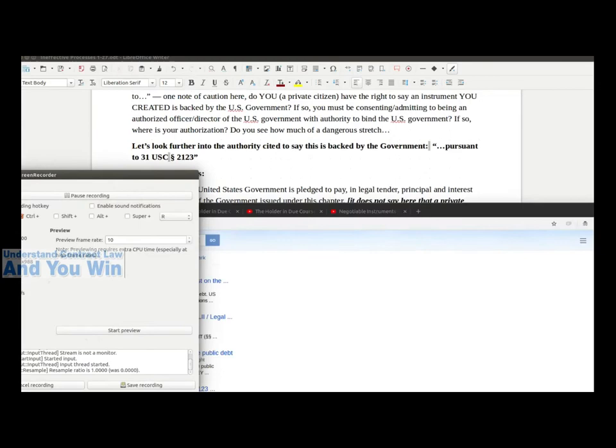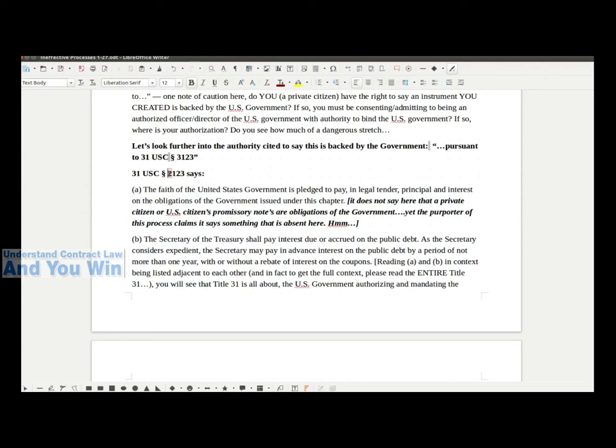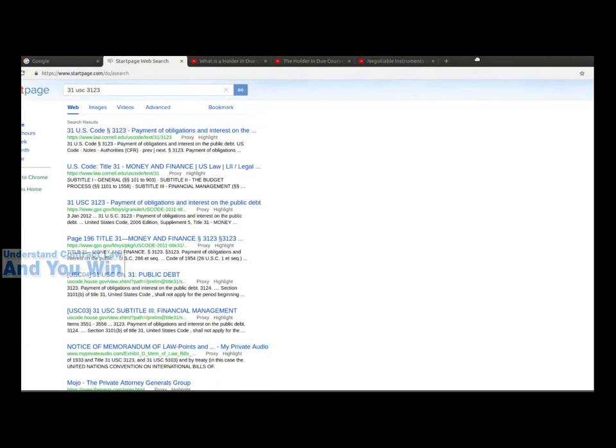Okay, folks, on here, this is supposed to say 3123. They're claiming the code written on here is 3123, and I did quote it correctly. So if you go to Google and type in 31 U.S.C. 3123, you will see payments and obligations of interest on the national debt. Title 31, money and finance. So it's the United States code related to money and finance and public debt.